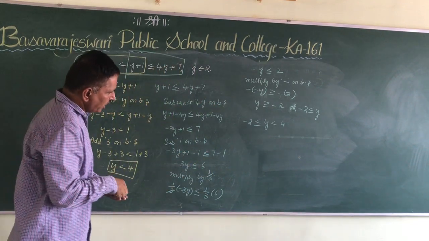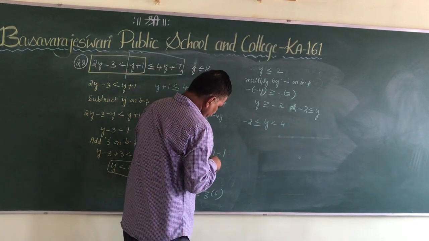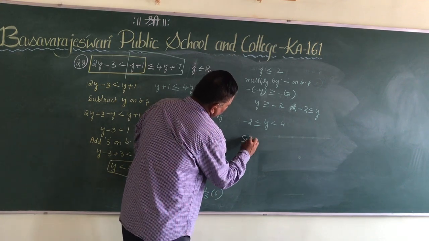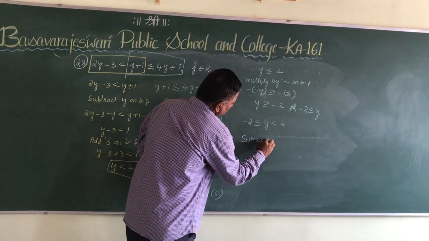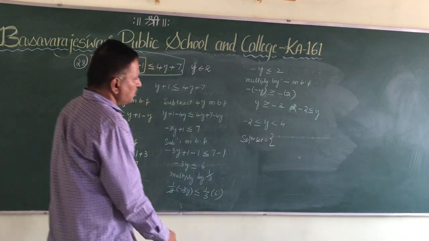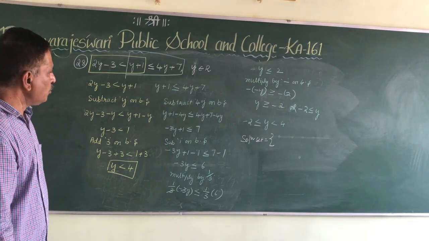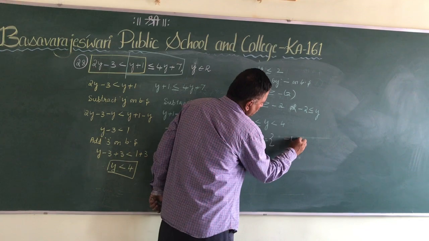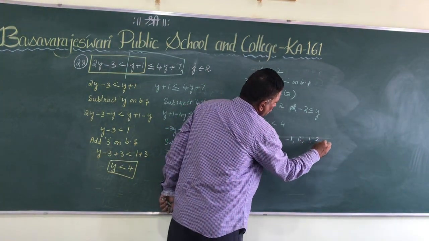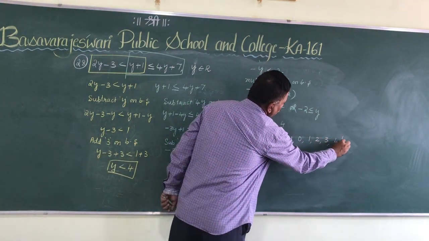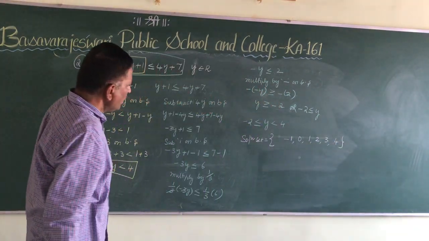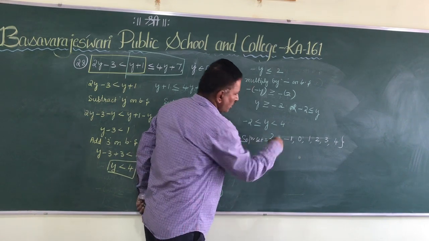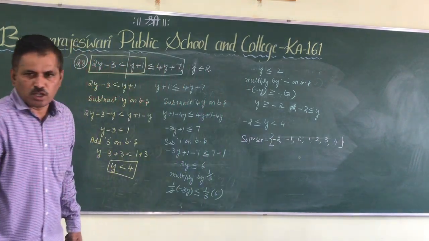Now you have to write the solution set. That means you have to take those values which are present between minus 2 and 4. The values present between minus 2 and 4 are minus 1, 0, 1, 2, 3 as well as 4. Since the equal sign is given for minus 2, minus 2 is also considered.